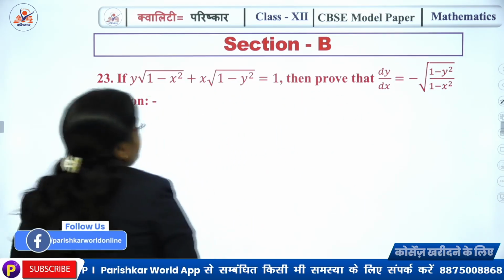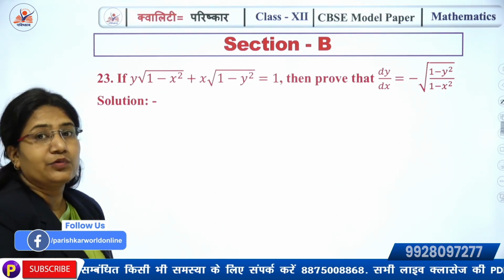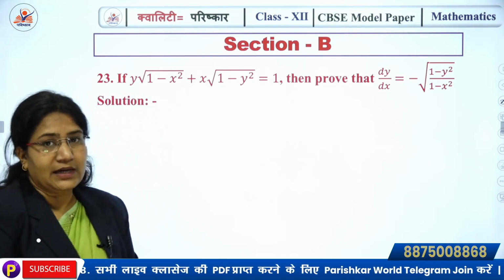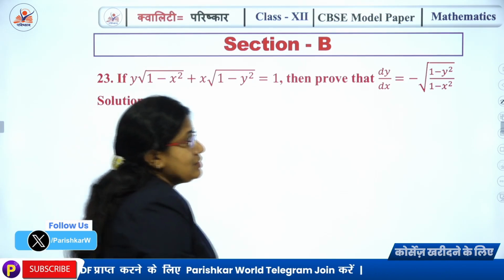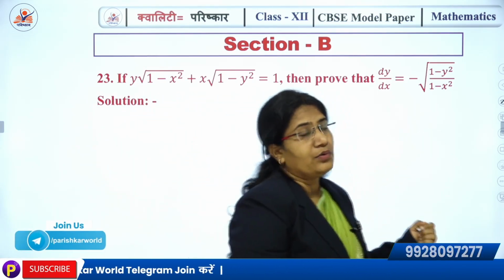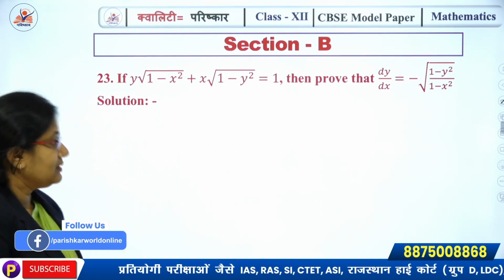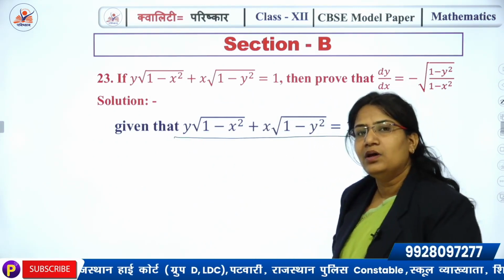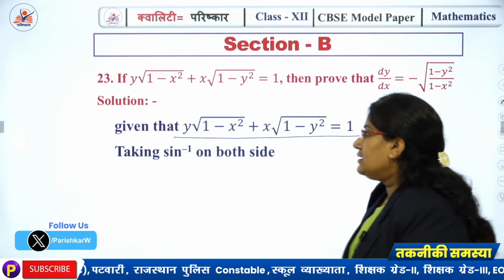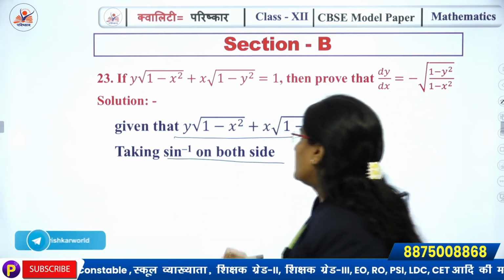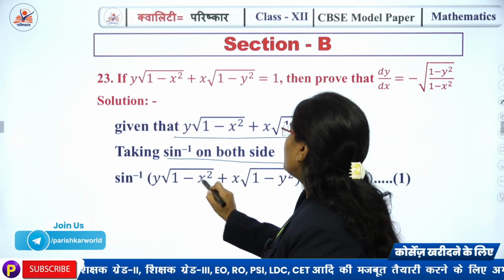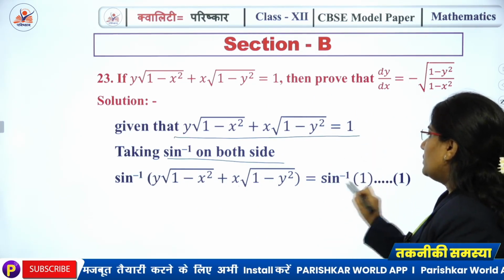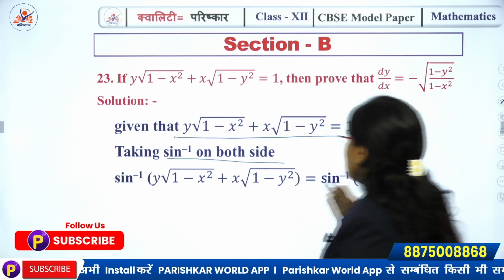If y under the root 1 minus x square plus x under the root 1 minus y square is equal to 1, then prove that the value of dy by dx is given by minus of under the root 1 minus y square upon 1 minus x square. Let's see the solution, students. Given y under the root 1 minus x square plus x under the root 1 minus y square equal to 1. Taking sine inverse on both sides of this equation, we have sine inverse of y under the root 1 minus x square plus x under the root 1 minus y square is equal to sine inverse 1. Take this as equation number 1.